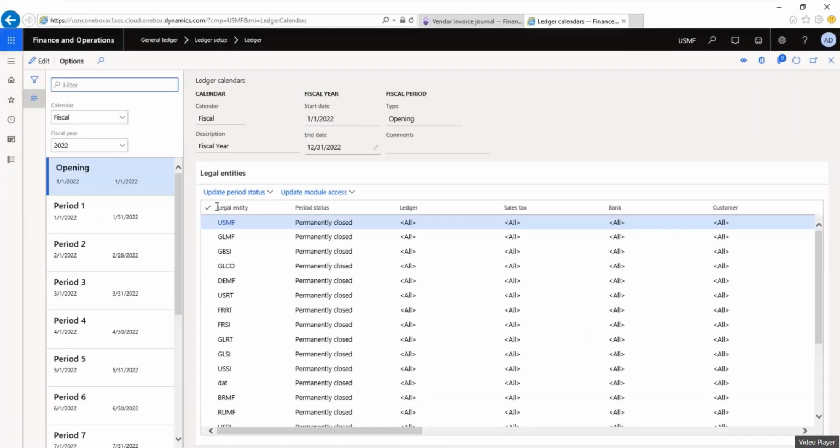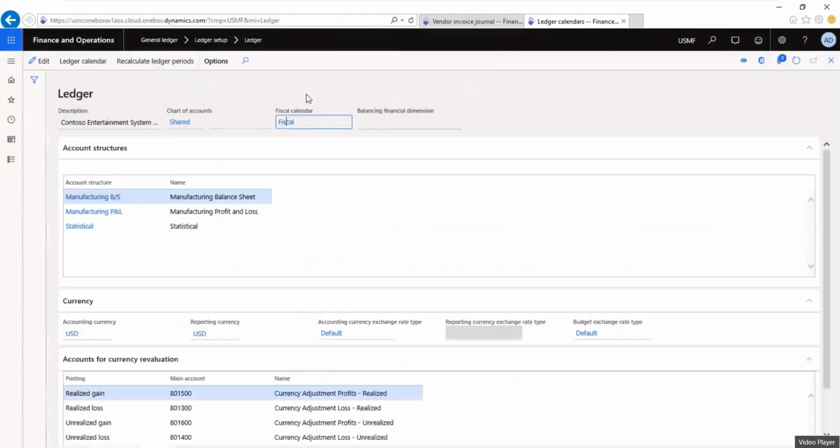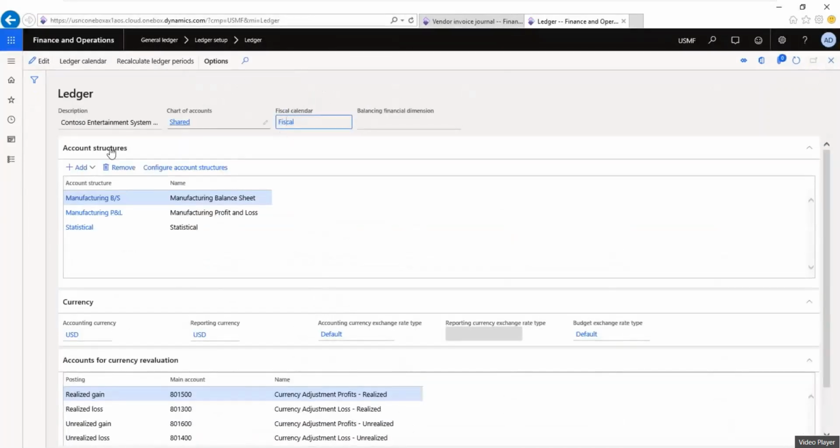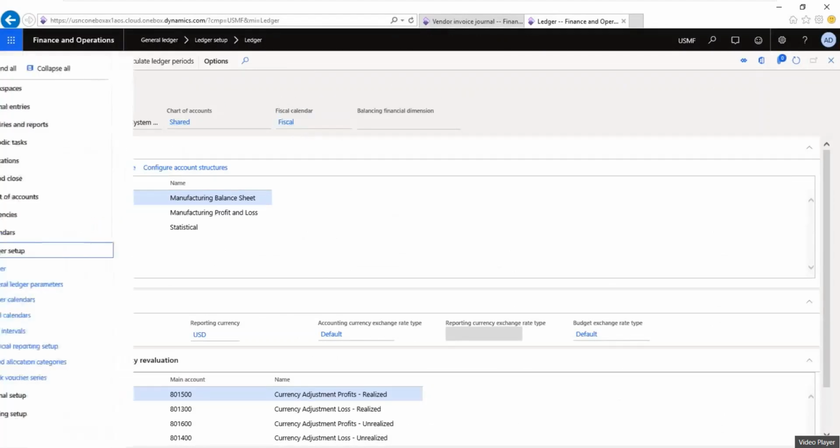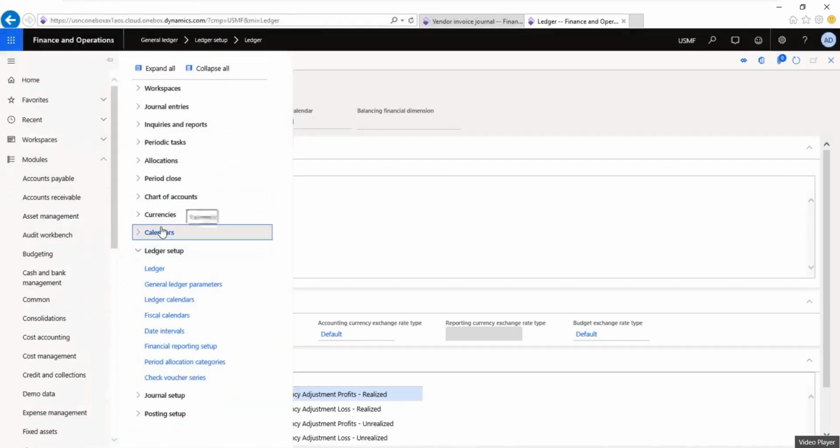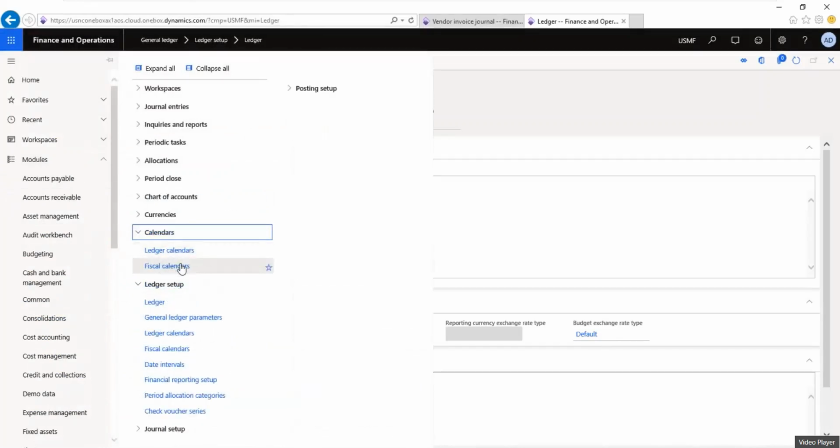So this is the calendar, but it is the opening ledger calendar. But I don't want the ledger calendar, I want the fiscal calendar. So what is the calendar name here? Fiscal. So first you need to note that down. It is Fiscal. Now you can go to Calendars, Fiscal calendars.